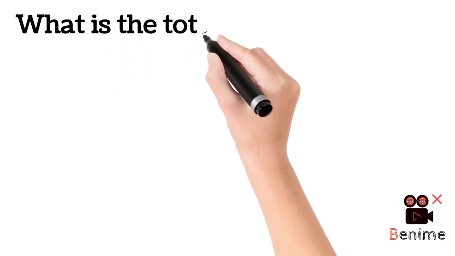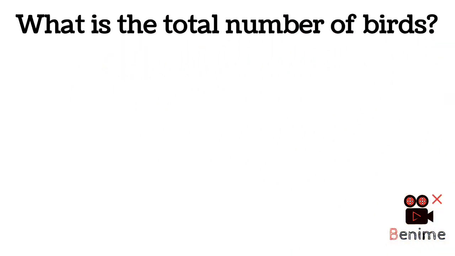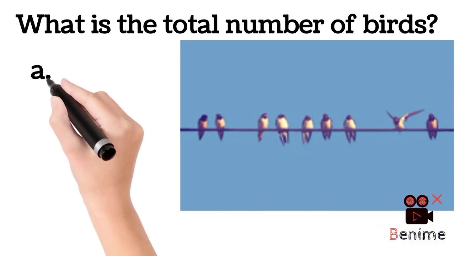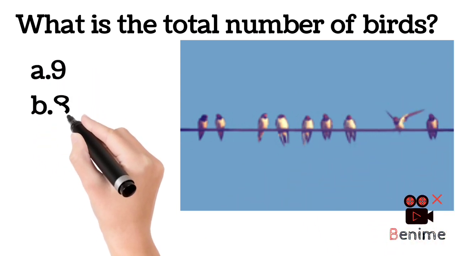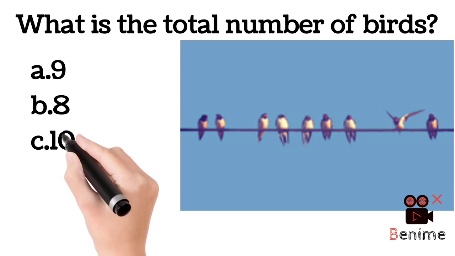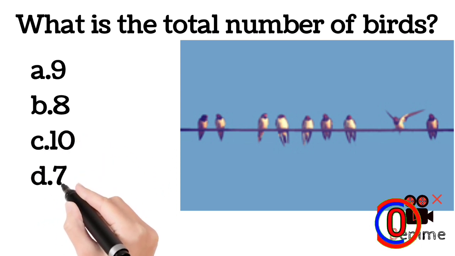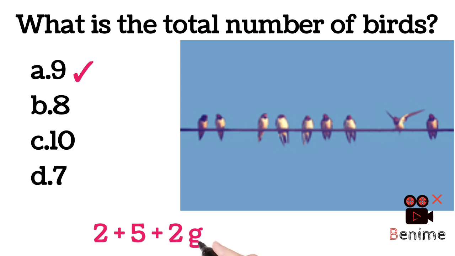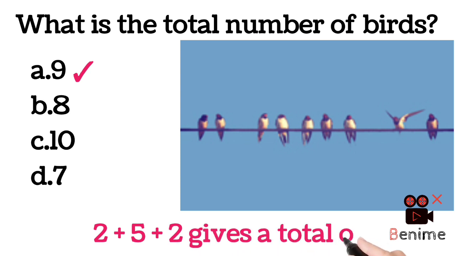Next question. What is the total number of birds? Count birds here. Option A, 9 birds. Option B, 8 birds. Option C, 10. Option D, 7. Yes, 9 is the correct answer. 2 plus 5 plus 2 gives a total of 9.